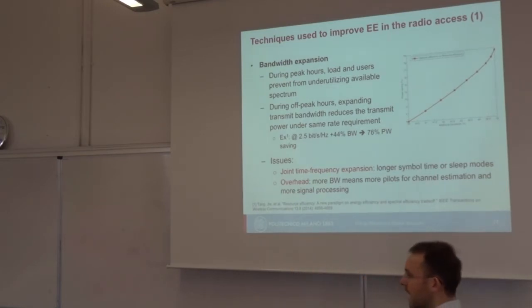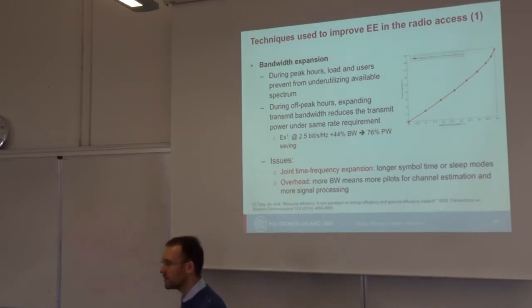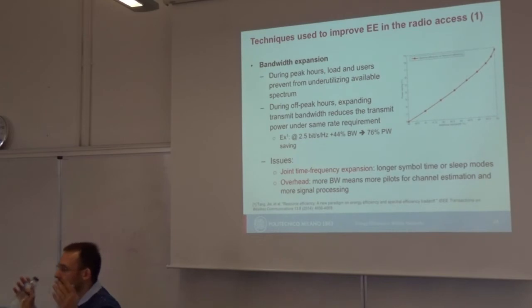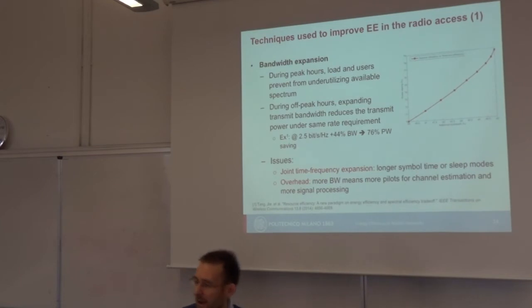But during off-peak hours, when everybody goes away, you have few users. You have the same bandwidth that you bought during the auction. So why don't we save energy? In that case, when you have few users, you can enlarge your spectrum, so you can reduce your power.